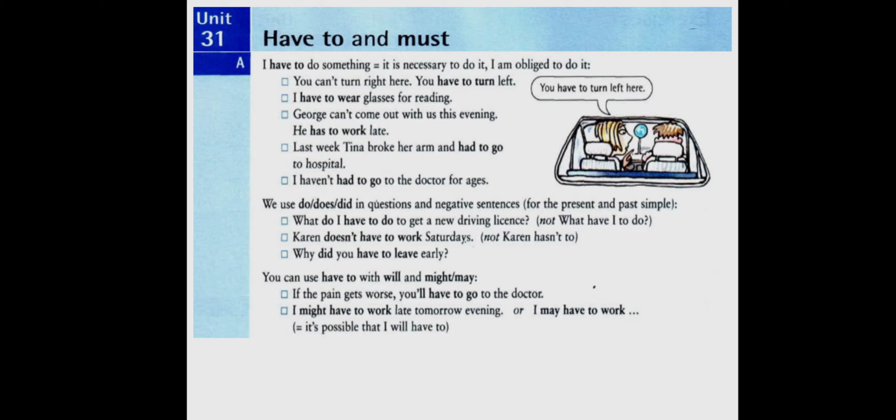Example number 3, George can't come out with us this evening. He has to work late. The rules of his job or the commitment of his job. So this is external obligation. It is objective. So we say he has to work late, and here has is used because he is singular, so we use has to.